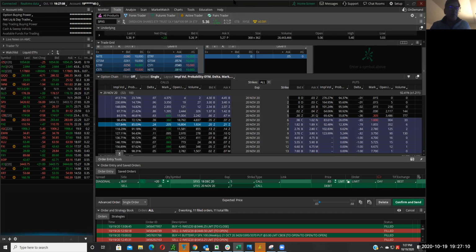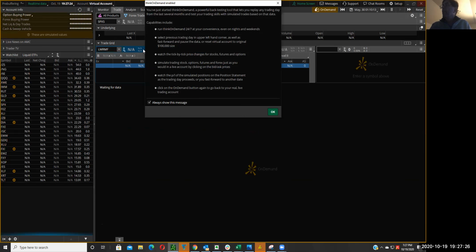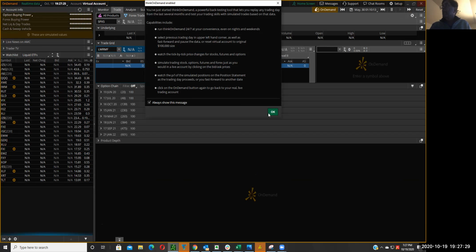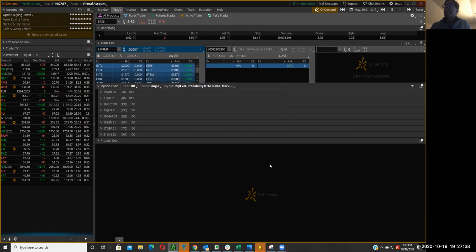So right now, if you look at your ThinkorSwim platform and you click on trade, then you click over here where it says on demand. Now it'll pop up a little screen like a paper trader. It gives you a disclaimer. Click on OK. And now you can tell over here where it colors says these are simulated values, which shows you're not making real trades. Now, the downside of it is it runs pretty slow when you do this.